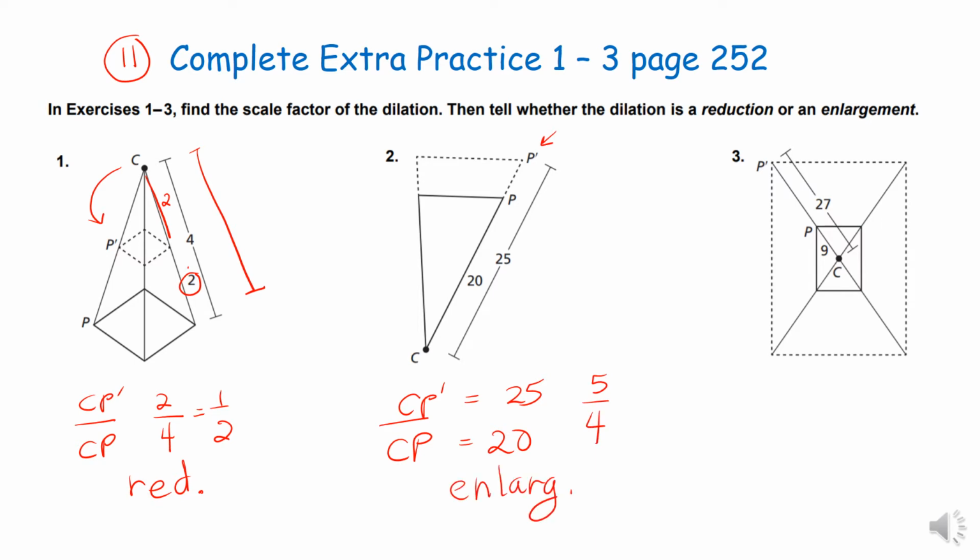Okay? Look carefully at this one. Here's my center of dilation, and I'm going out. This is my original picture. This is my new picture. So CP prime is 27, and CP is 3. So that equals 3, which tells me that this is an enlargement as well.